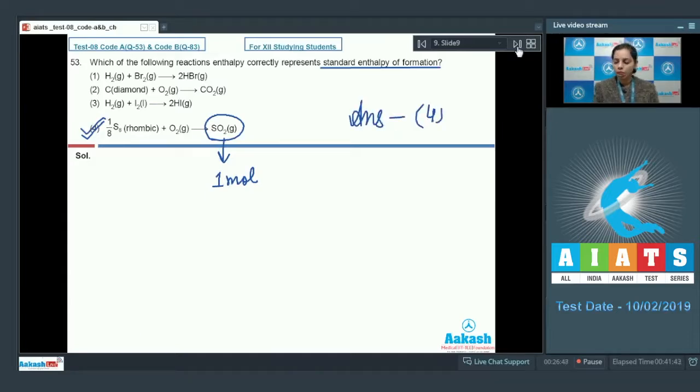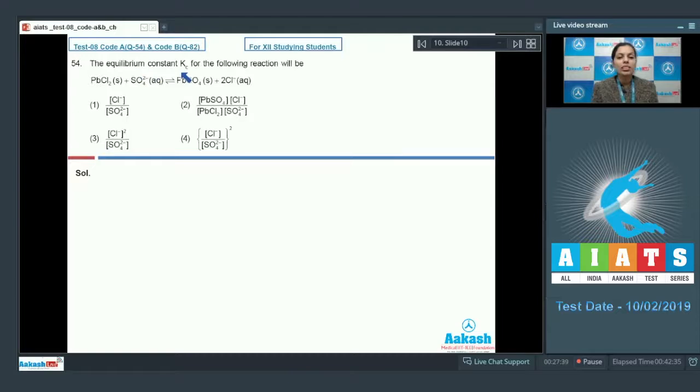And after this, question number 54. The equilibrium constant Kc for the following reaction will be. We have this given reaction here, and with the help of this we need to just find out equilibrium constant. What's that? That's Kc. And by looking at this reaction we will identify that this is heterogeneous equilibrium, and in case of heterogeneous equilibrium, the concentration of pure solid or the pure liquid is assumed to be unity.